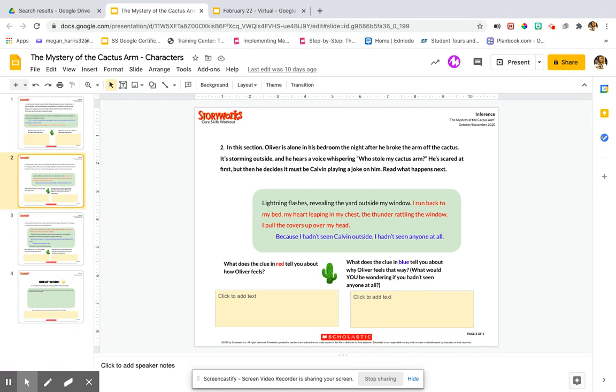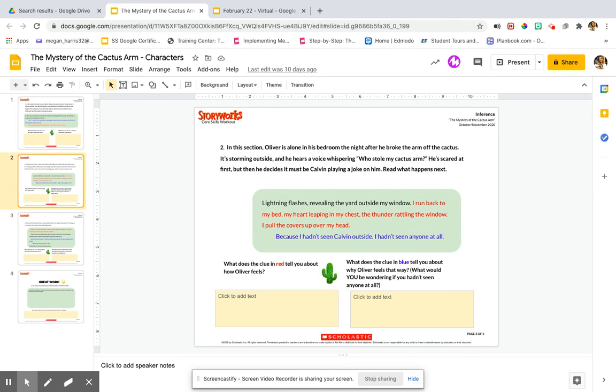When I am scared, I don't walk, I run. My heart beats out of my chest. I definitely don't like thunderstorms. And if I'm in my bed and I'm pulling my covers up over my head in the middle of all of this, it's probably because I'm scared. So now let's look at the blue and see why he feels that way.